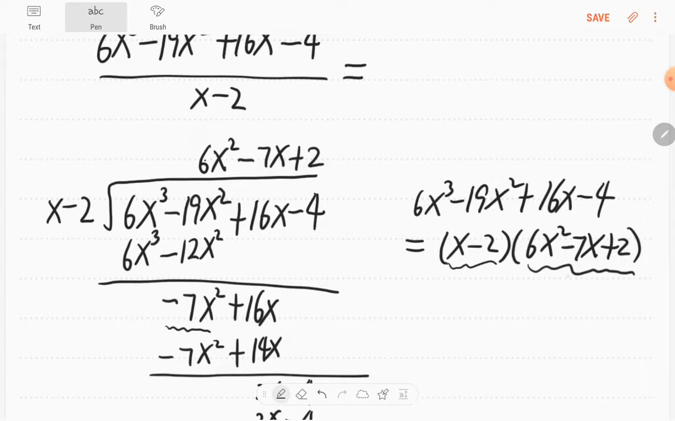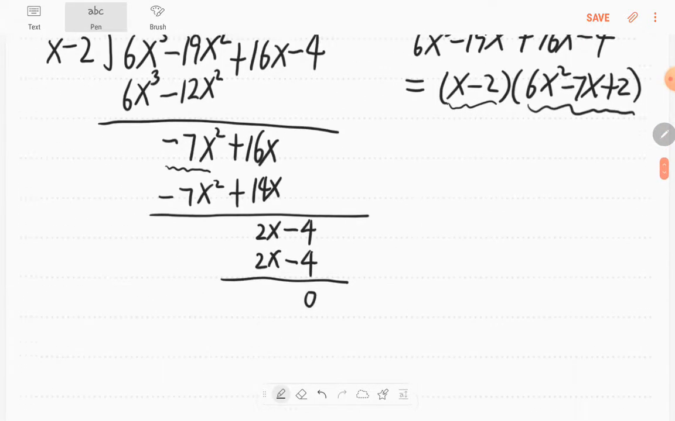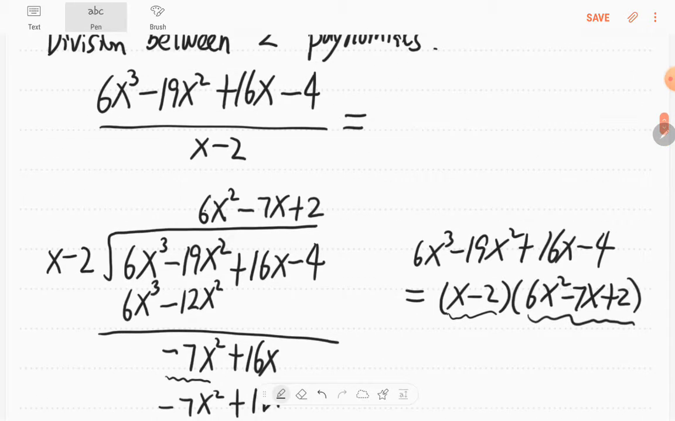We can use other methods to factorize this part. This is easy because this is x squared. So this is where the long division will be used. Okay, so this dividend can be written as this divisor times this number, plus the remainder. Remainder is 0. So in other words, this one divided by this one is equal to 6x squared minus 7x plus 2.